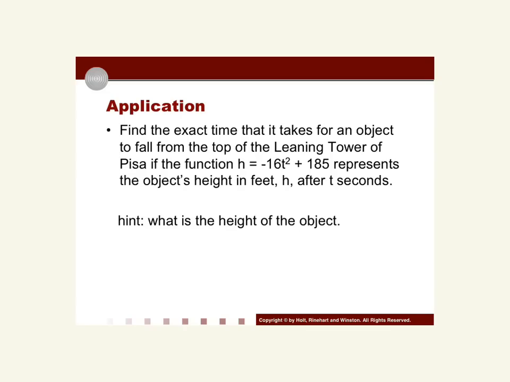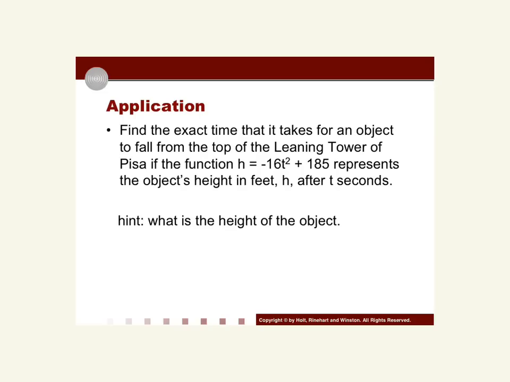All right, here's an application. It says, find the exact time that it takes for an object to fall from the top of the Leaning Tower of Pisa if the function h equals negative 16t squared plus 185 represents the object's height in feet h after t seconds. Now, hint, what is the height of the object?